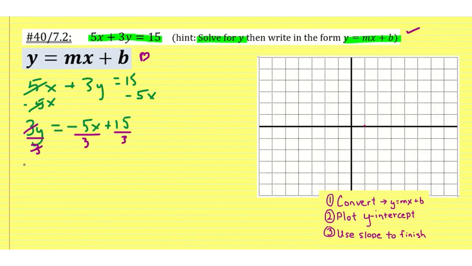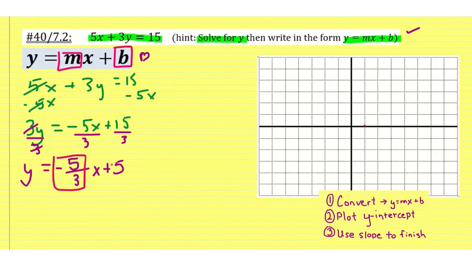Cancel, cancel. So y is equal to negative 5/3 x plus 5. Now I can easily identify that my m is equal to negative 5/3 and my b is equal to positive 5. So I've converted it to the y equals mx plus b format. Now I need to plot my y-intercept. My y-intercept is the 5.